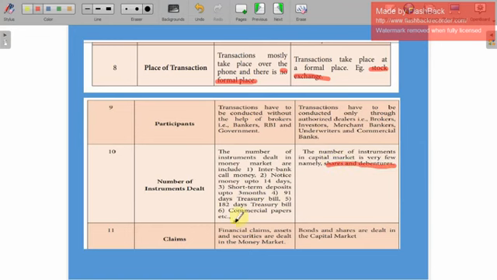In the money market, we use more instruments: interbank call money, notice money up to 14 days, short-term deposits up to 3 months, 91-day treasury bills, 182-day treasury bills, and commercial papers. And the claims: in the money market we deal in financial claims and assets, and in the capital market we deal in bonds and debentures.